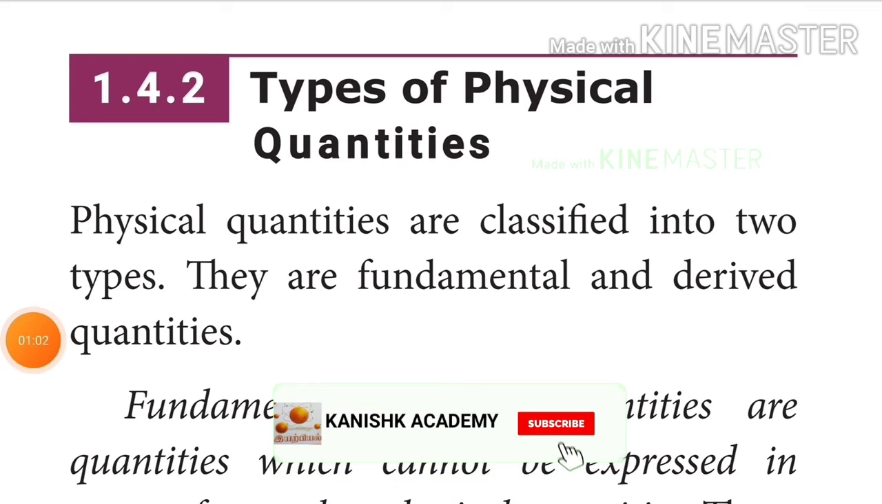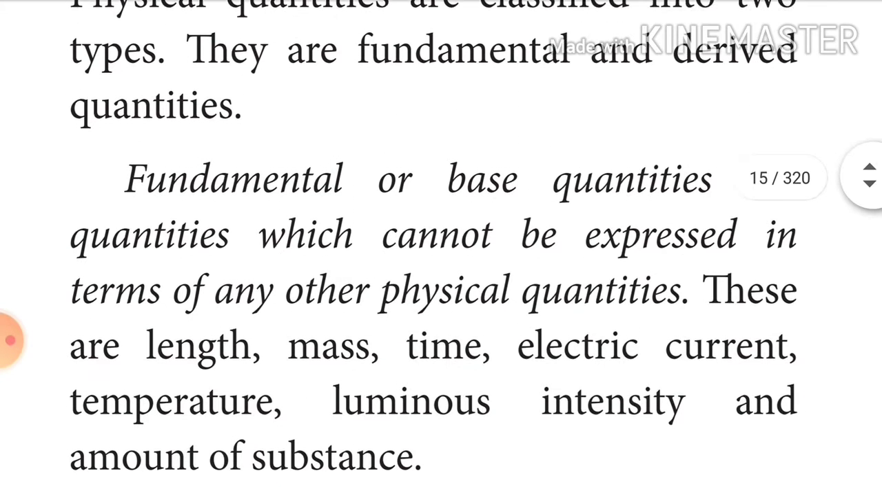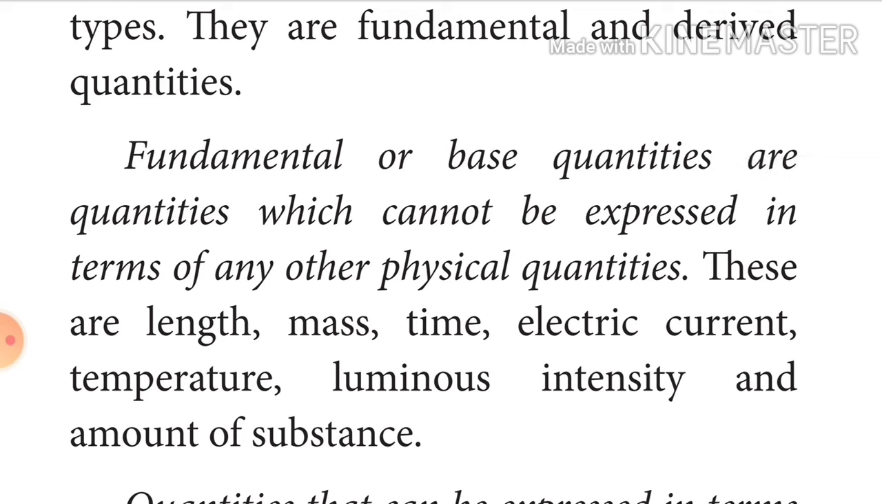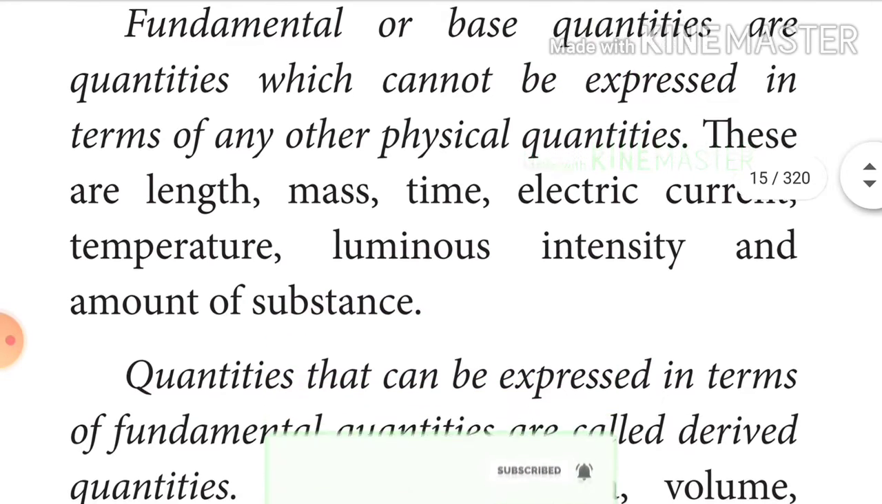Then, types of physical quantities. Physical quantities are classified into two types. They are fundamental and derived quantities. What is fundamental quantity? Fundamental or base quantities are quantities which cannot be expressed in terms of any other physical quantities. The examples are length, mass, time, electric current, temperature, luminous intensity, and amount of substance.